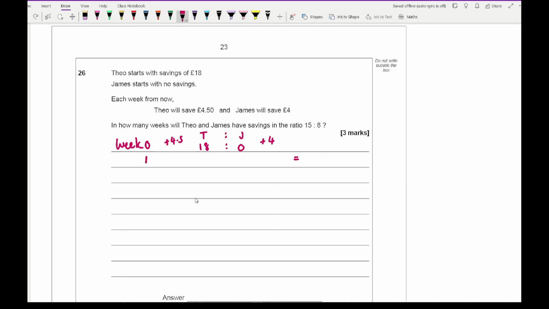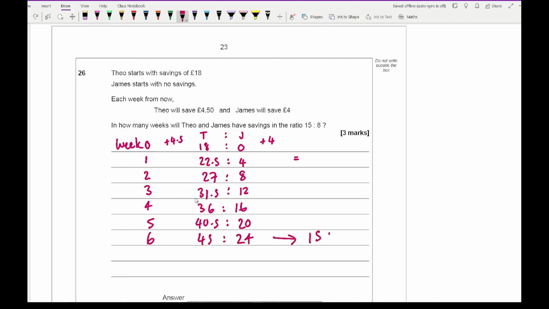So, week 1, we add £4.50 to Theo, so that's going to be £22.50, and James is going to have £4. In week 2, it's going to be 27 and 8. In week 3, it's going to be 31.50 and 12. In week 4, it's going to be 36 and 16. Week 5, it's going to be 40.5 and 20. And week 6 is going to be 45 and 24. Now, if we simplify this fraction here, we get 15 to 8. So it's going to be after 6 weeks.